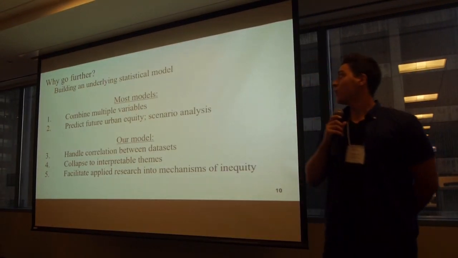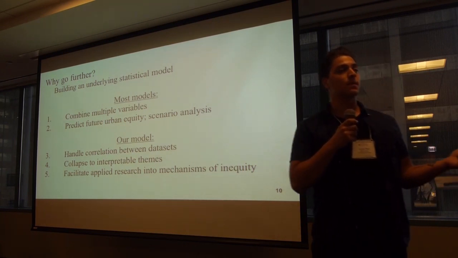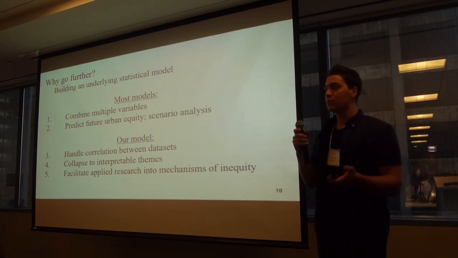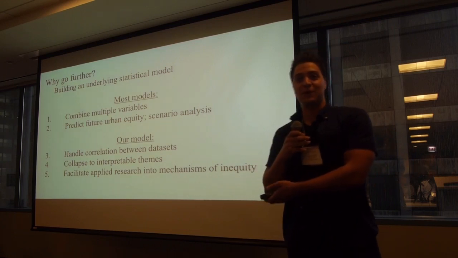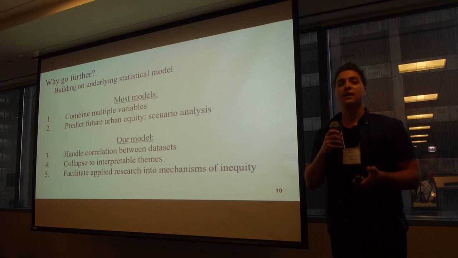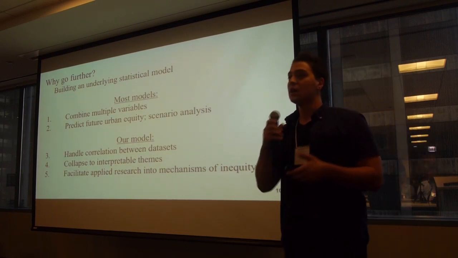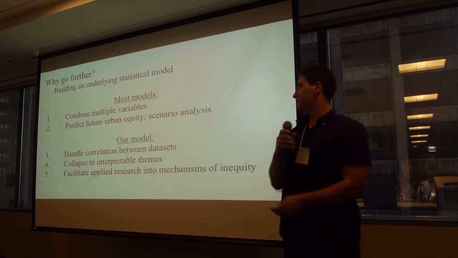So, when we thought about the model, we obviously thought about some of the other ways in which people modeled urban equity. Things where you take multiple variables, you take your dependents, you take your independent variables and use them to predict your dependent variables. We wanted to try something different because we wanted to make it so that our model would be useful to facilitate applied research into this. It would be useful for policymakers and it would be useful for other stakeholders within Seattle.